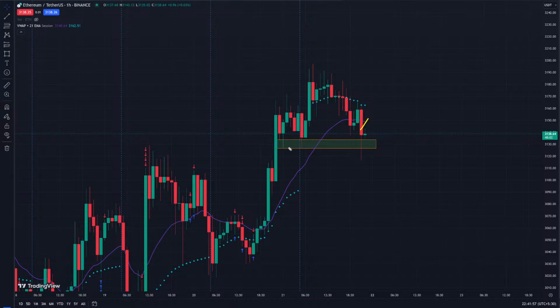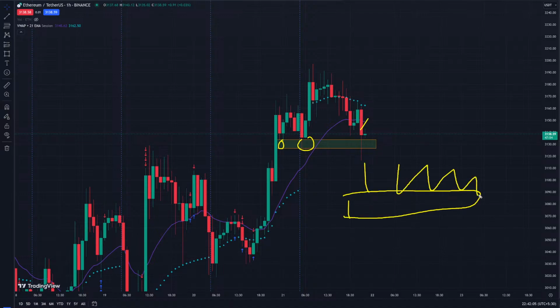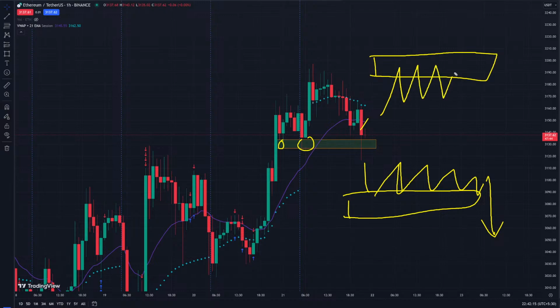Like second of all, we can see multiple touches. You might have heard this: once a support has multiple touches, most chances are it might break down. Okay, and similarly it goes with the supply zone as well. The more times it has been rejecting a level, the more likely it might break.